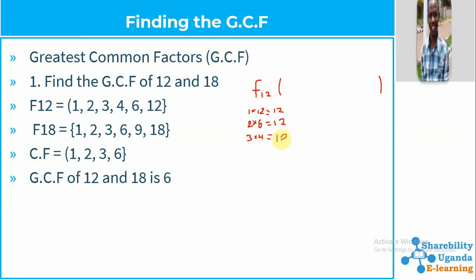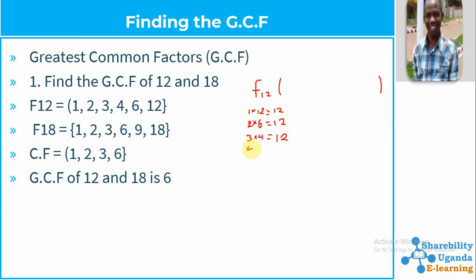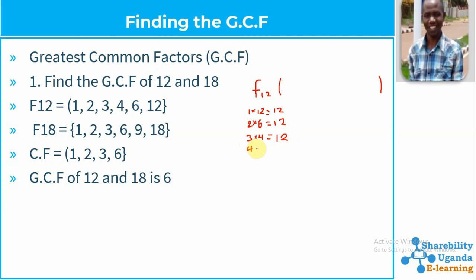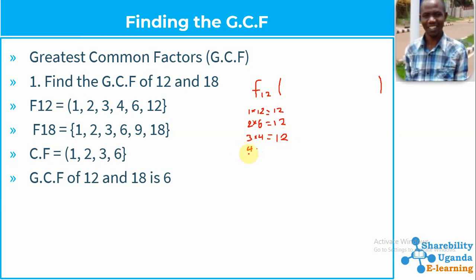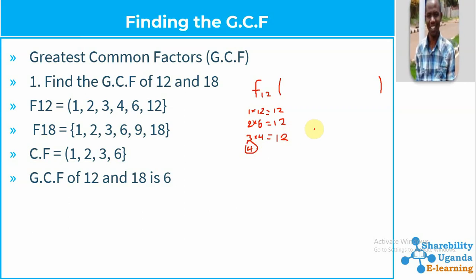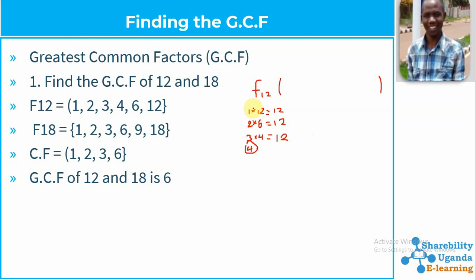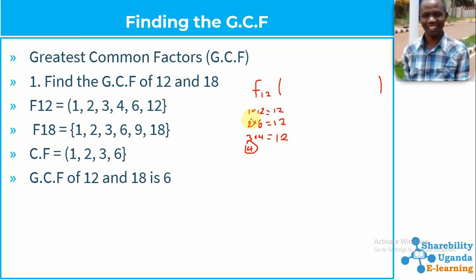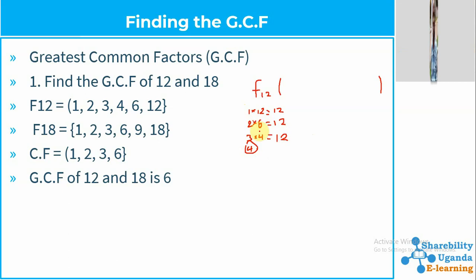Which other number again? Can we try 4 times 4? It is 16. Okay, 5 times... So you find out that there is no other number that we can try for us to get 12. So now after getting these numbers, this simply means 1 is part of those numbers, 2 is part, 3 is part, then 12 is also part, 6 is also part.